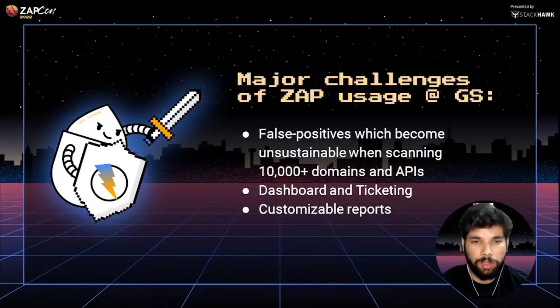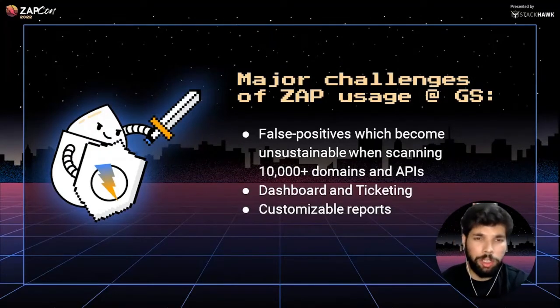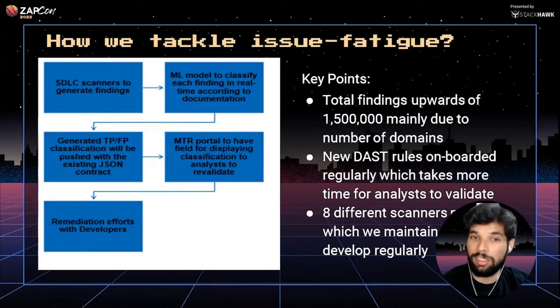And yes, of the major challenges, how we predominantly solved the false positive part was using ML. So this issue fatigue is something that we have faced a lot. I'm sure most of you have faced that as well. But when you face close to 1.5 million findings and you want to validate all of them one by one, it gets a little tricky.